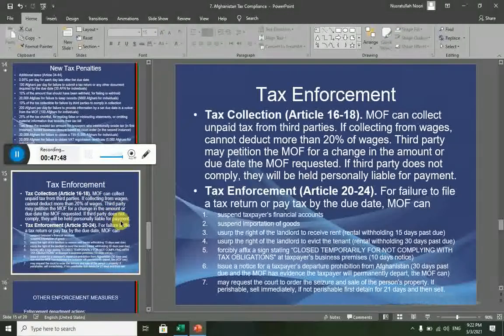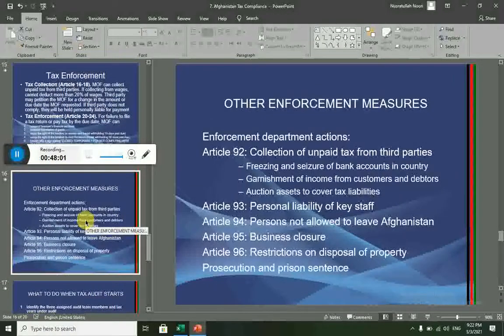Well, you don't have to let situations go till the worst scenarios. Other enforcement actions: freezing of bank accounts, and auctioning your assets and all that. Personal liability of key staff. For example, they will take your key staff, and they will impose the business liability to the personal liability of the key staff. Persons not allowed to leave Afghanistan, as I earlier mentioned.